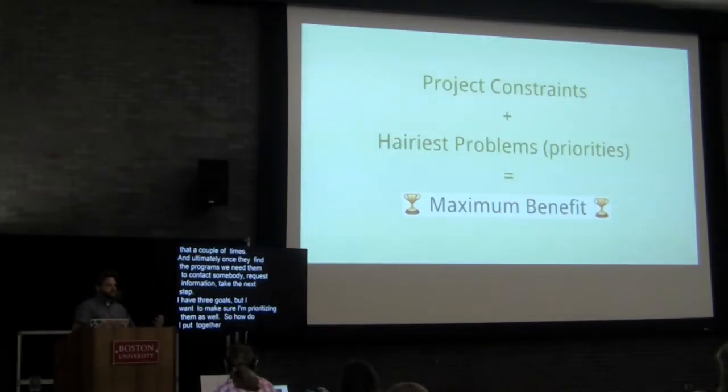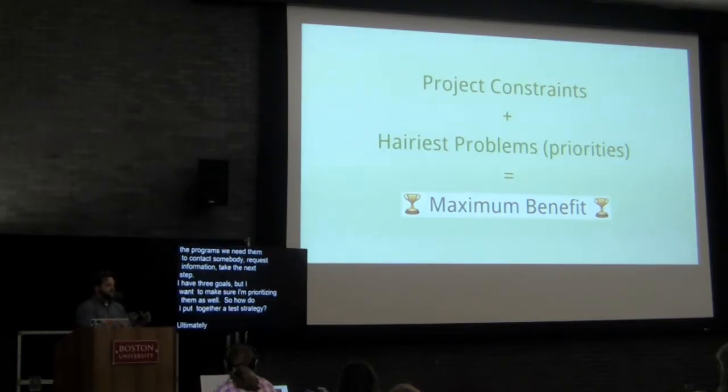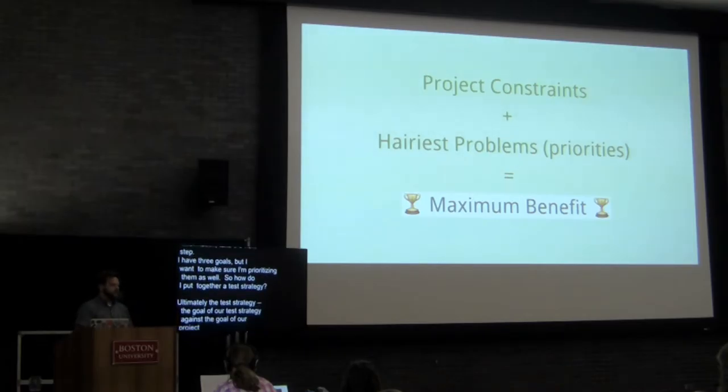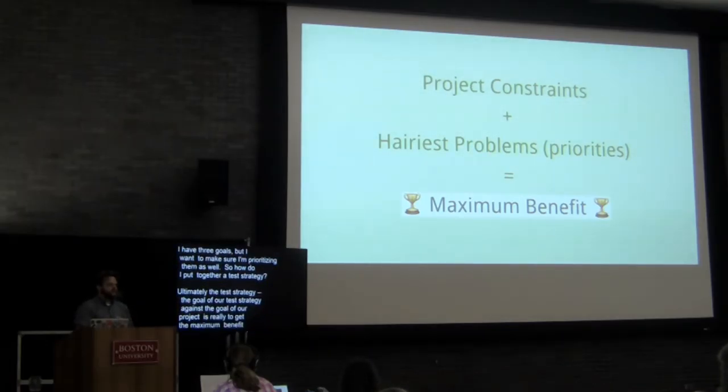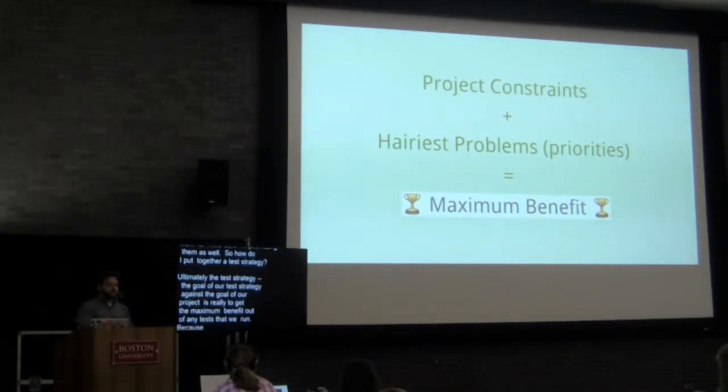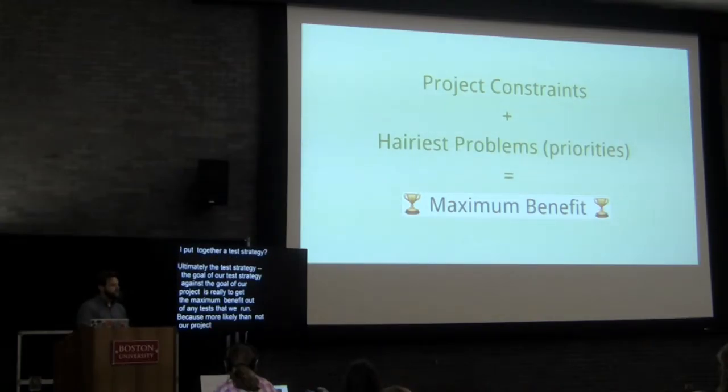Ultimately, the goal of our test strategy, against the goal of our project, is really to get the maximum benefit out of any tests that we run. Because more likely than not, our project has constraints. We have a specific amount of budget, we have a specific number of hours that we're allowed to allocate to testing. A lot of times that number is really small. So we want to make sure we're getting the most out of any usability test we run.